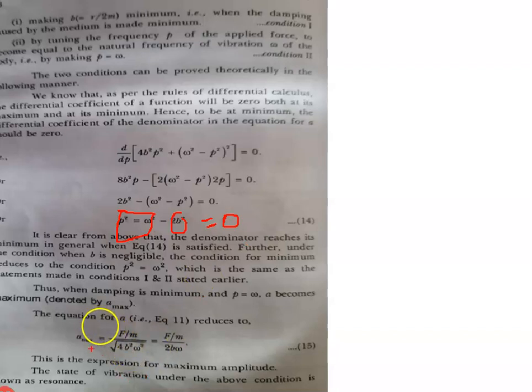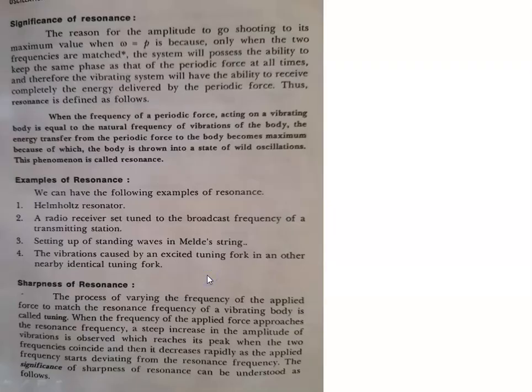So what is the maximum amplitude? A maximum is equal to F by m by square root of 4b square minus omega square, or F by m by 2b omega. This is the maximum amplitude of this oscillating system. So when the frequency of the periodic force acting on the vibrating body is equal to the natural frequency of the vibrating body, the energy transfer from the periodic force to the body becomes maximum, because of which the body is thrown into the state of wild oscillation. This phenomenon is called resonance.